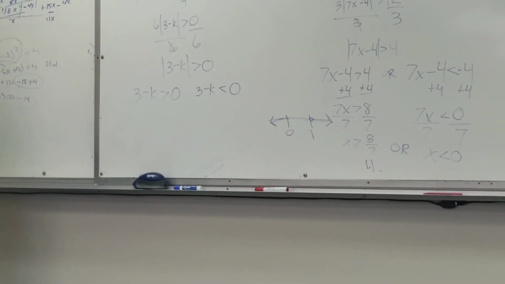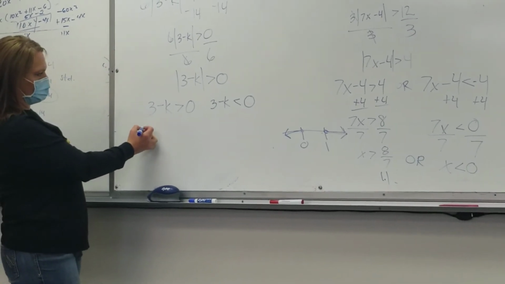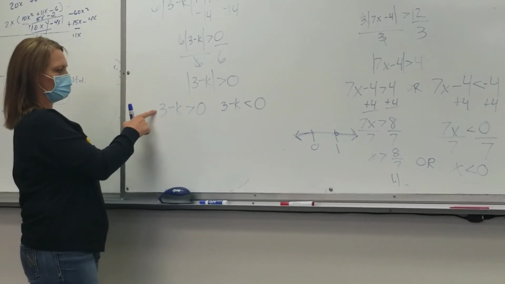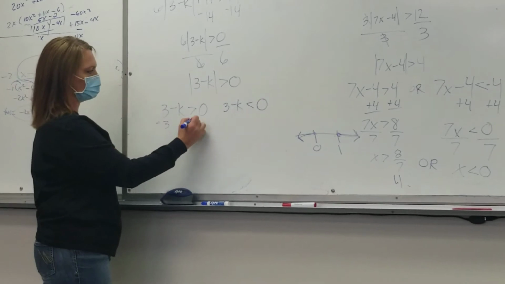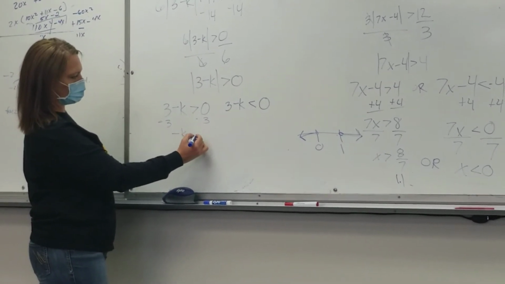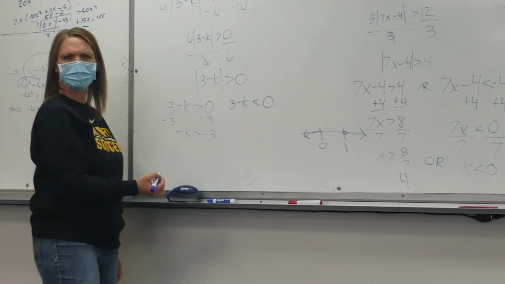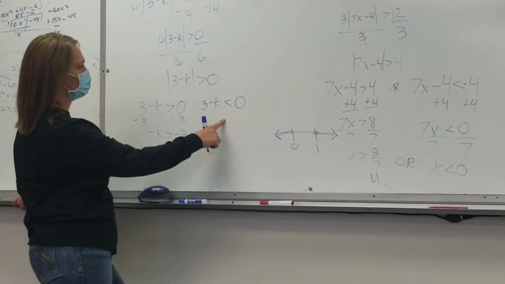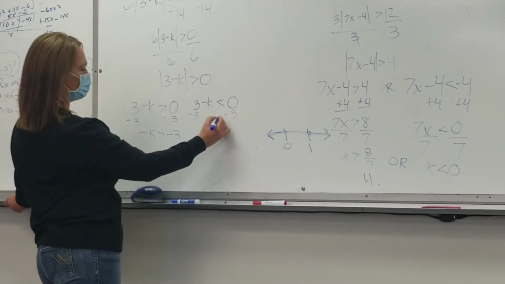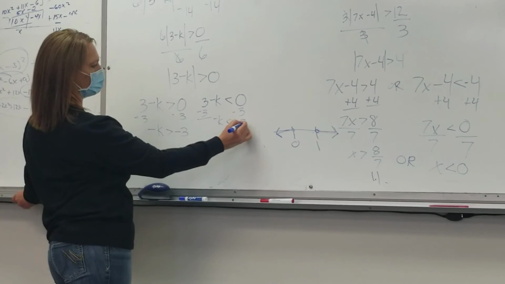Okay, what's next? Dakota? You add 3 to 0. Add 3? No, you subtract 3. Subtract 3 on both sides. Okay, and we have negative k is greater than 0 minus 3, which is negative 3. Okay, and on this side, Griffin, what are we going to do over here? Subtract 3. We have negative k is less than negative 3.